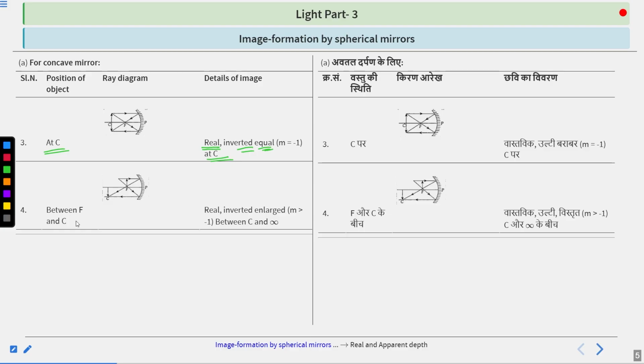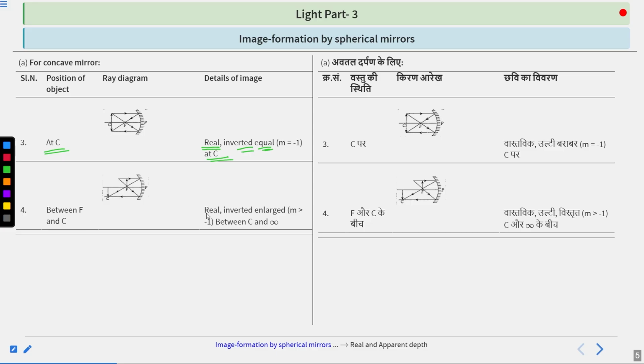Now, let's have a look at the fourth case. Now the object is between F and C. The first ray goes like this, striking the mirror, going like that. The second ray goes like this, striking the mirror and going like this. Again, the image will be formed here because the rays are intersecting each other there. So what kind of image will be formed?